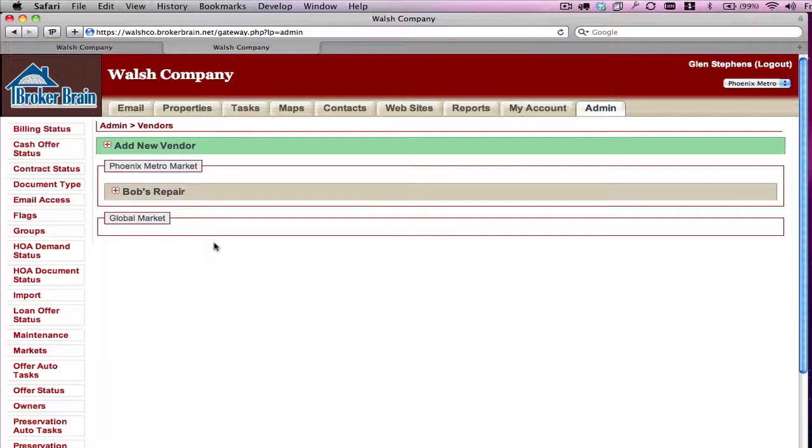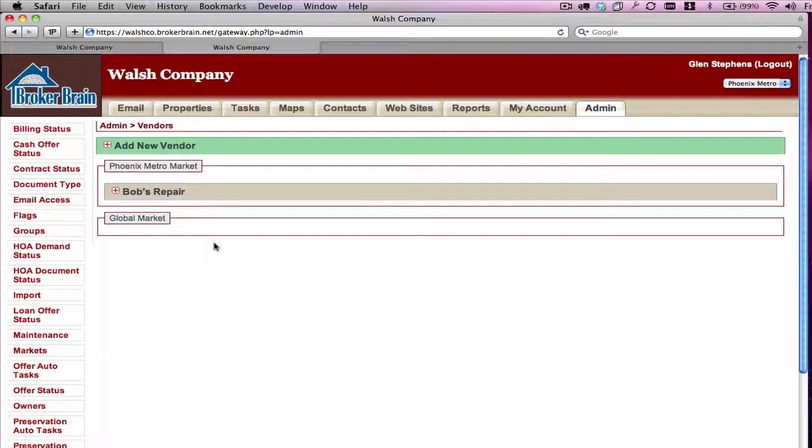So in this case, we have Bob's Repair set to the Phoenix Metro market. That means that any property that is in the Phoenix Metro market, when I go to that property and enter a preservation bid, I can only pick from companies that are assigned to the same market that the property is in. And if we had say a California market or a New York market, properties in the New York market will see vendors that are assigned to the New York market, and properties in the Phoenix market would see vendors that are assigned to the Phoenix market.